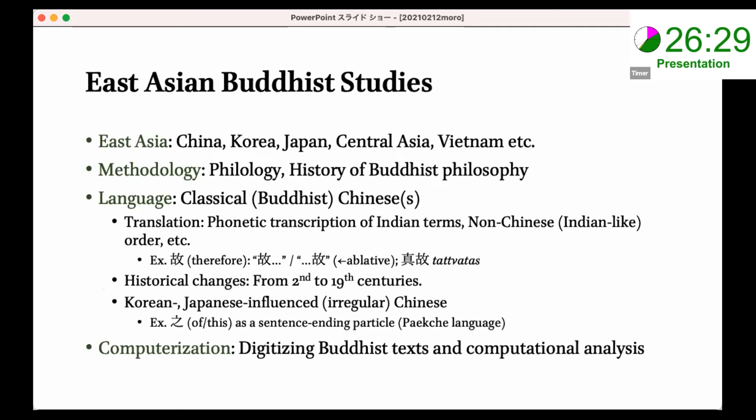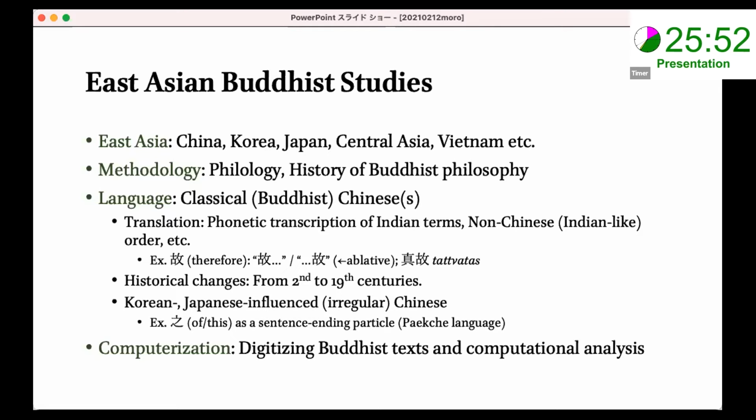East Asian Buddhist studies mainly focuses on the philological reading of Buddhist scriptures, especially religious and philosophical ones, as well as historical documents. They include Chinese translations of Indian Buddhist scriptures, as well as texts written by East Asian Buddhist scholars. They were written in classical Chinese, but it is a little bit different from ordinary Chinese.